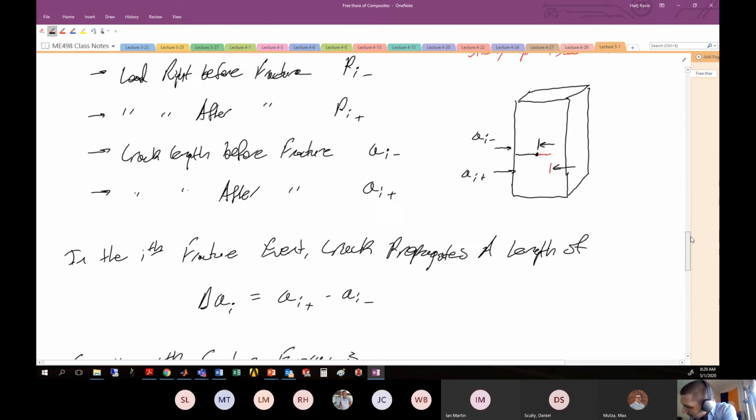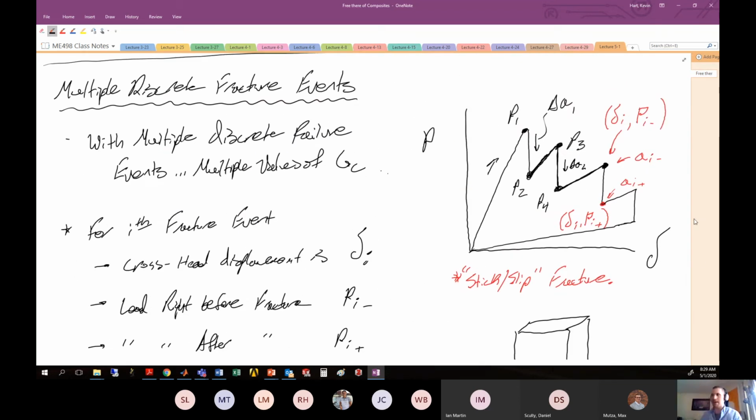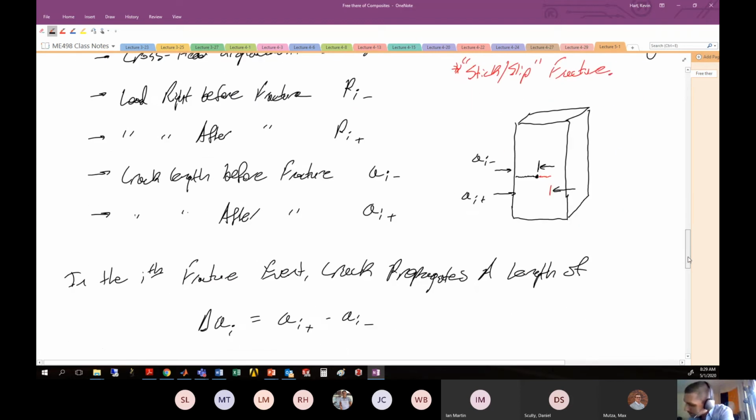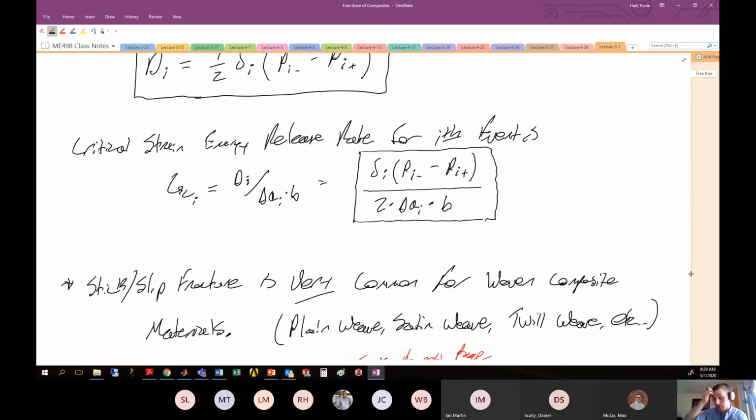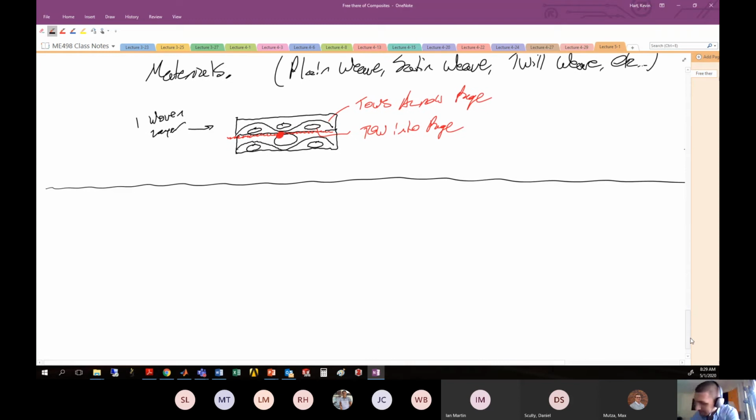So here we have this stick slip behavior where it loads up a little bit, fracture, load up a little bit, fracture, and you can create these discrete fracture events. So you know the energy associated with the ith fracture. This allows you to create what is known as the R curve. So let's explain what this is.